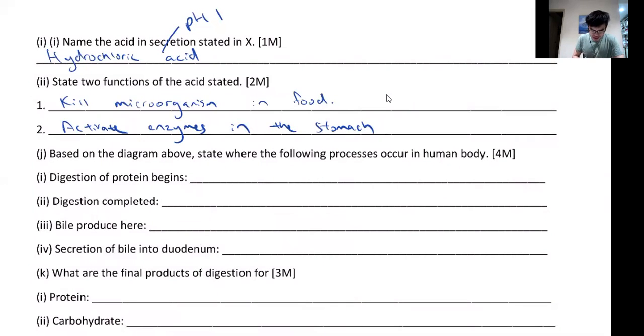So next, based on the diagram above, state whether the following process occurs in the human body. So, digestion of protein begins. Where does your body start digesting protein? That would be your stomach. Okay, your stomach digests protein. And digestion is completed in the small intestine. Okay, your large intestine doesn't digest stuff. Your large intestine is to absorb water. That's all.